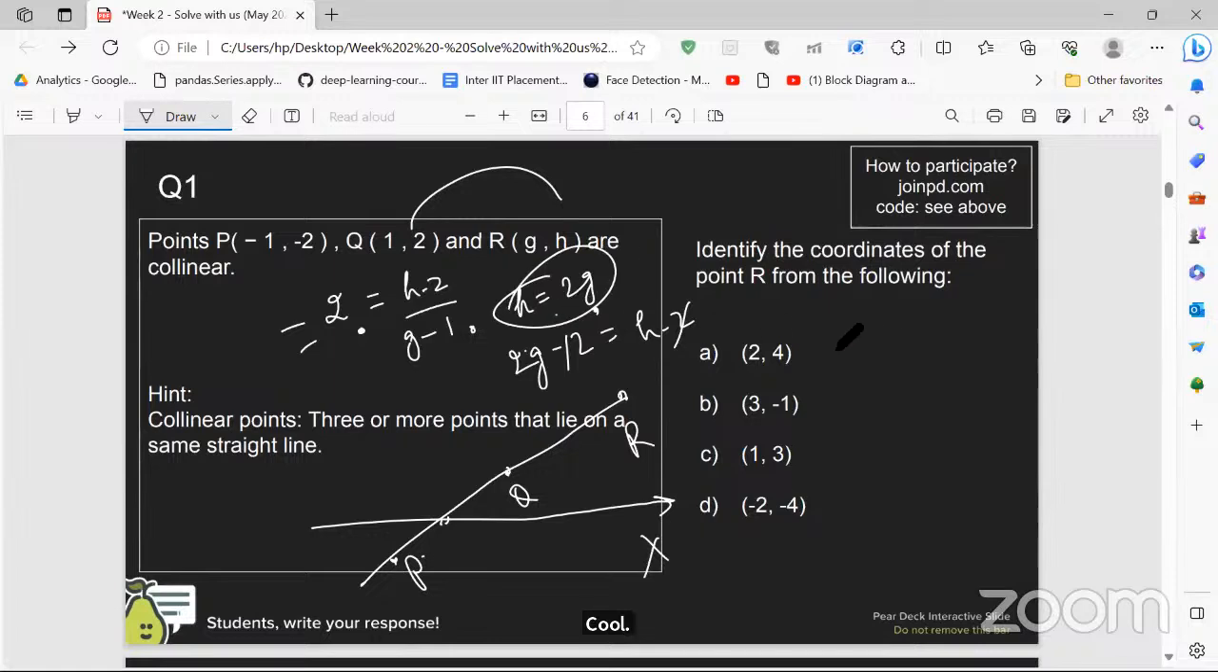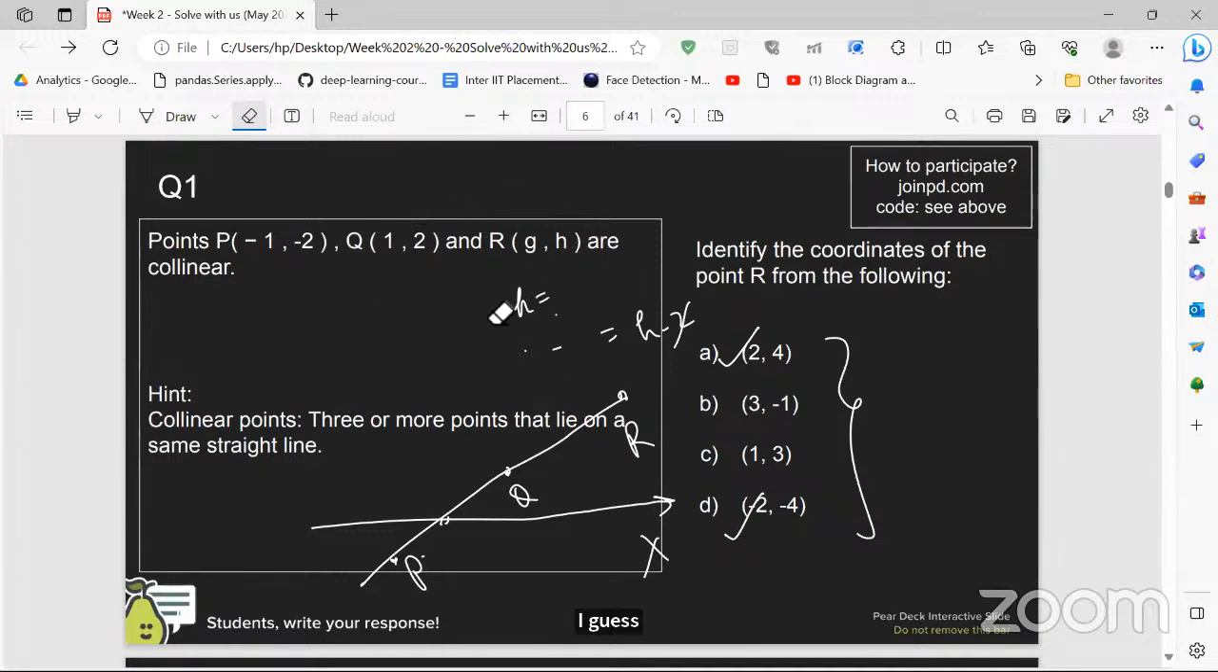So which of the following is satisfying this condition? H equals 2G. A and D. First A and D, right? So here we can say that the slope of PR is equal to PQ. Can we? Yeah, you can. So we can equate them and solve in that way also, sir? Yeah, that way also you can. So any of the 2 points you can take and then equate the slope.